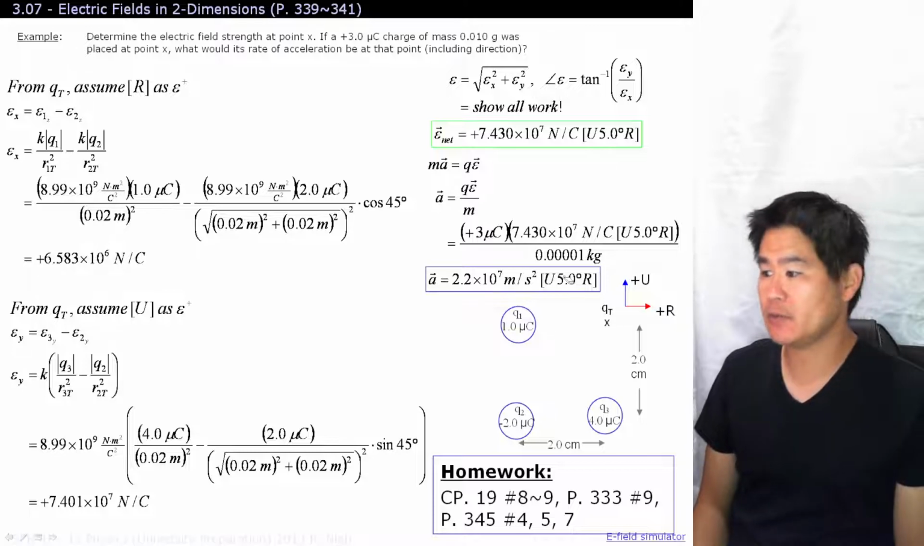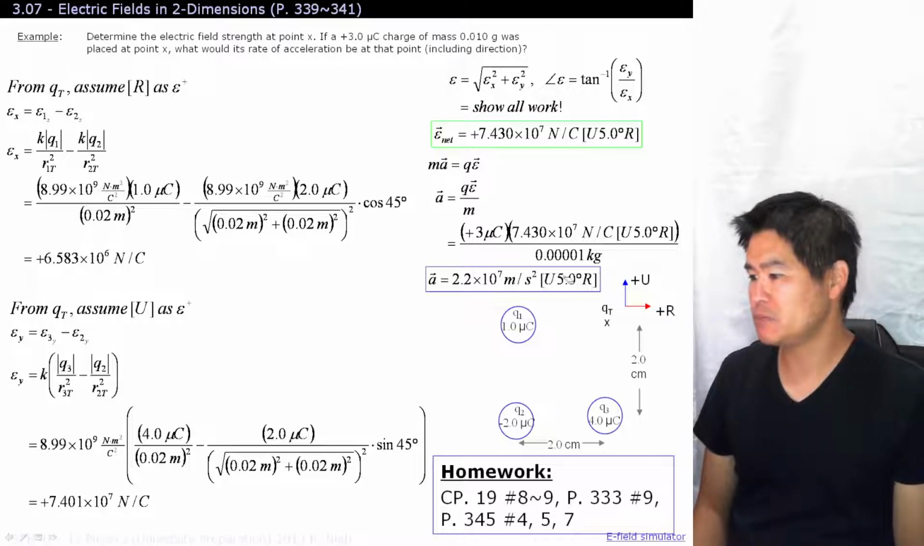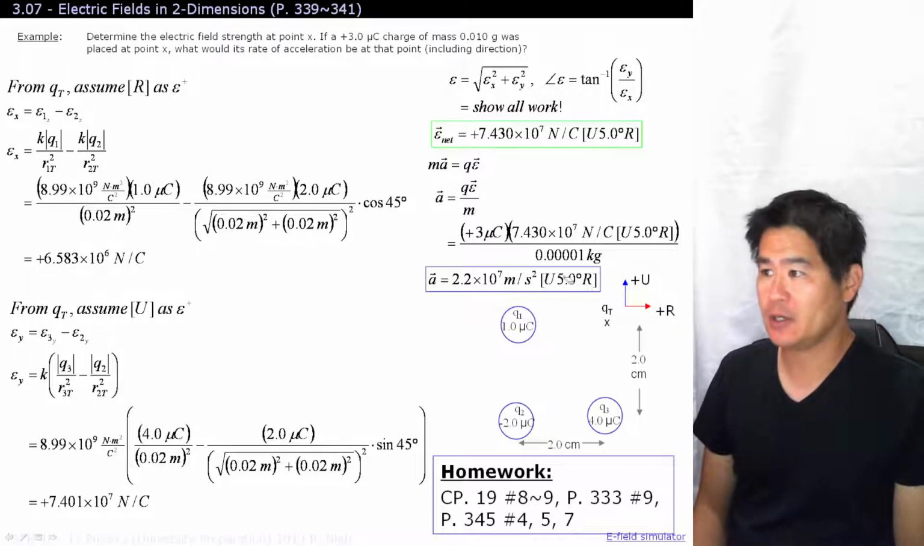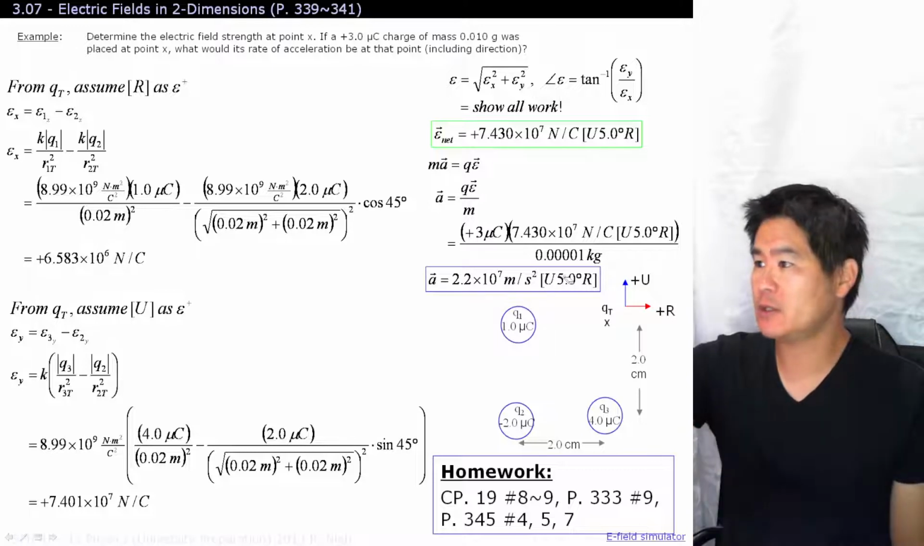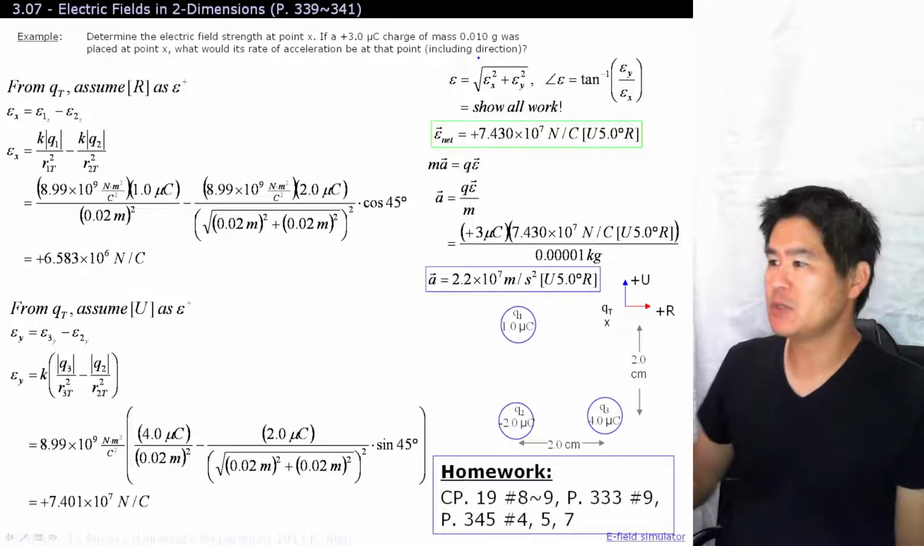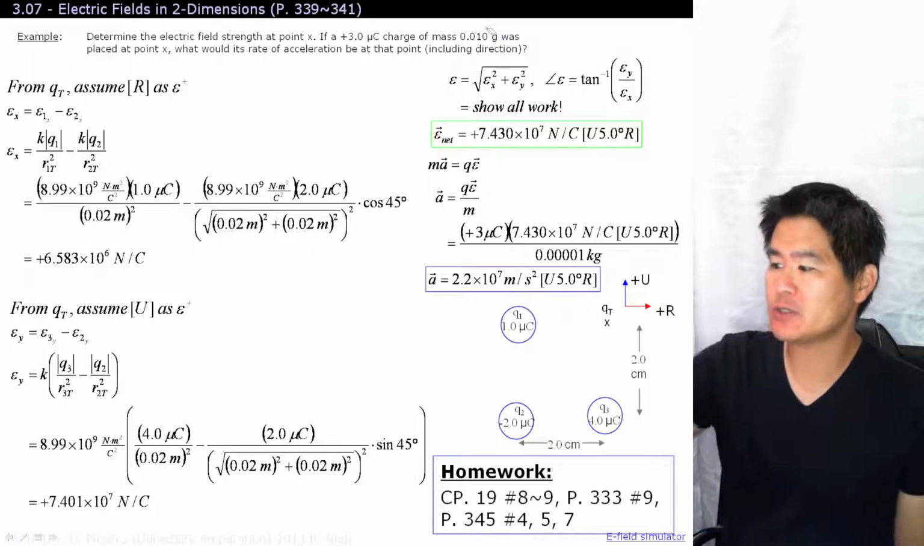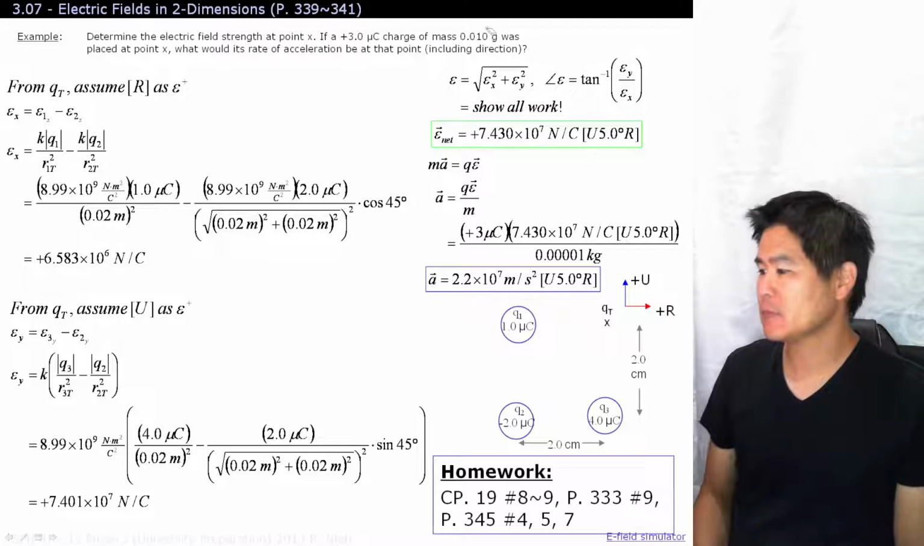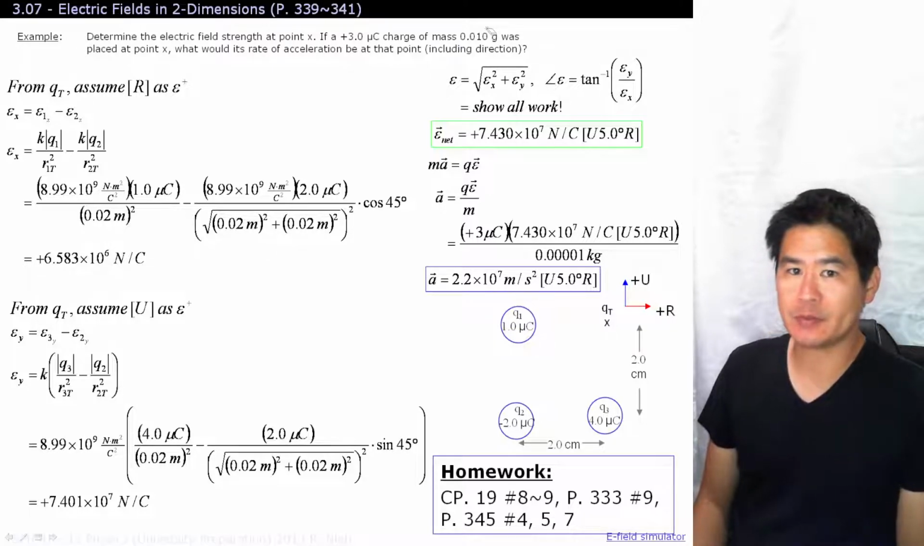Okay, so it's going to accelerate rather quickly. 22 million meters per second squared. Yeah, it's going to travel rather quickly as it's a very strong E field. It's in the millions, and you're dealing with a very small mass, so it's going to accelerate rather quickly. All right, and that's how you solve these problems. You just have to be super careful with your calculations.